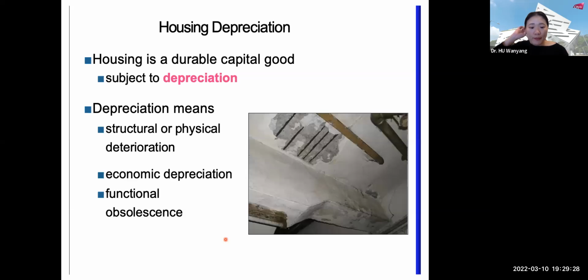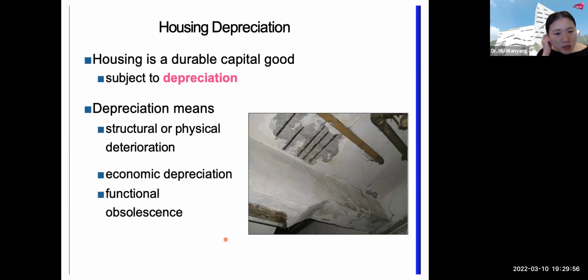Okay, so moving to another topic. Actually, this is another quadrant of the FTW model. We talk about housing depreciation. Previously, when we talked about business fixed investment, we had depreciation, and we used delta multiplied by P to indicate the depreciation. So here I want to give you some more on how we deal with housing depreciation.